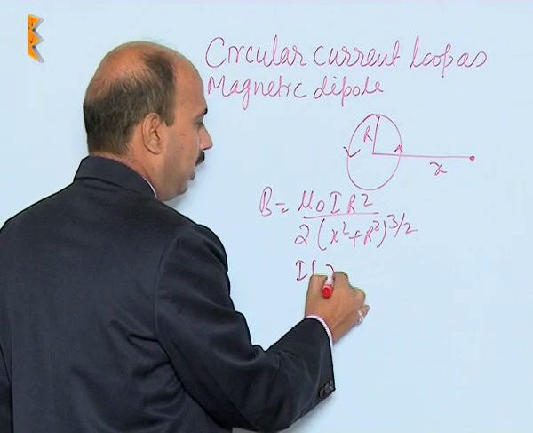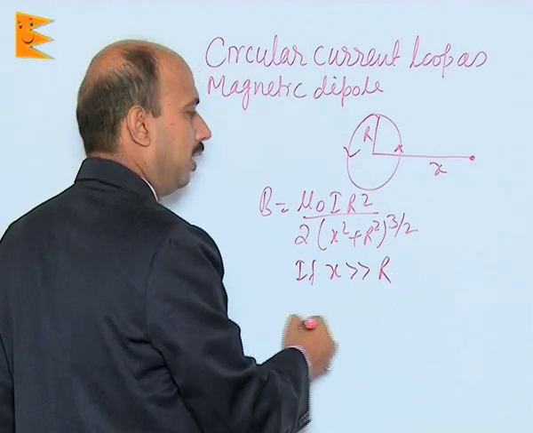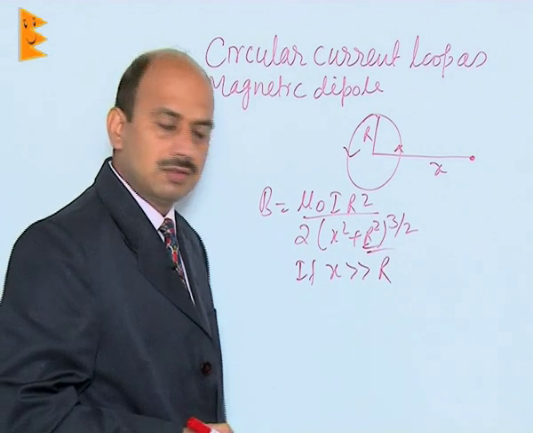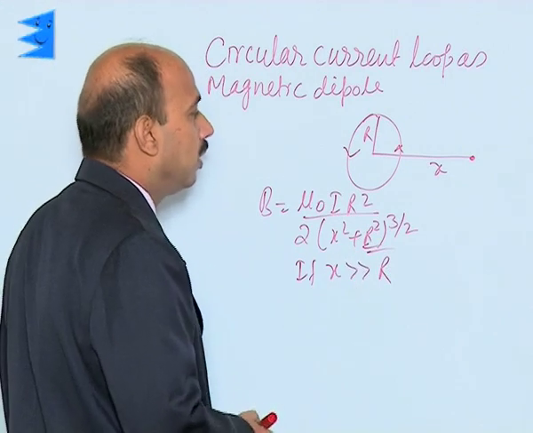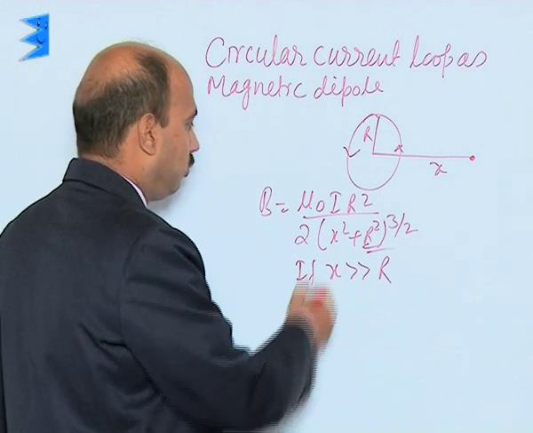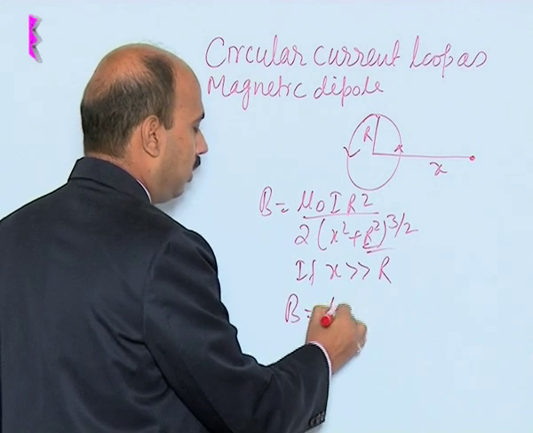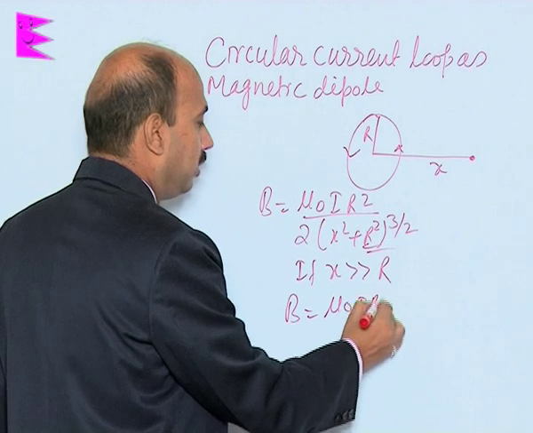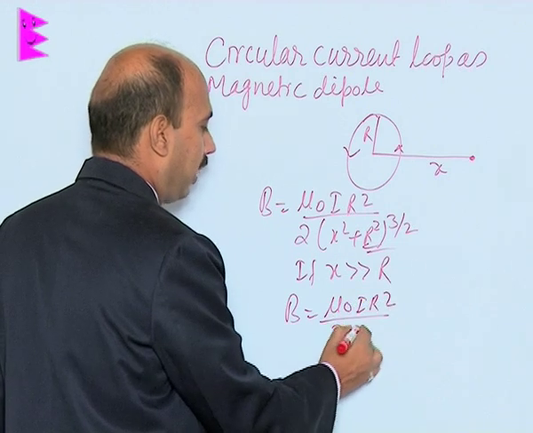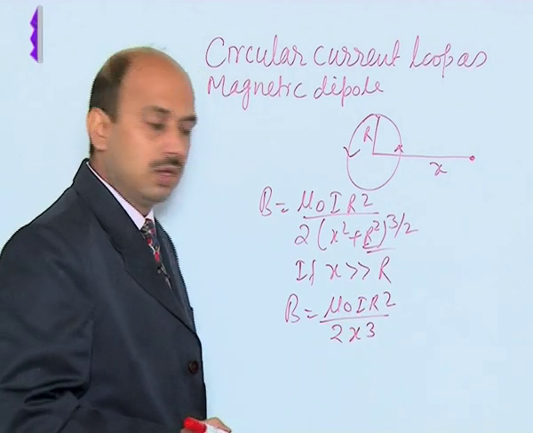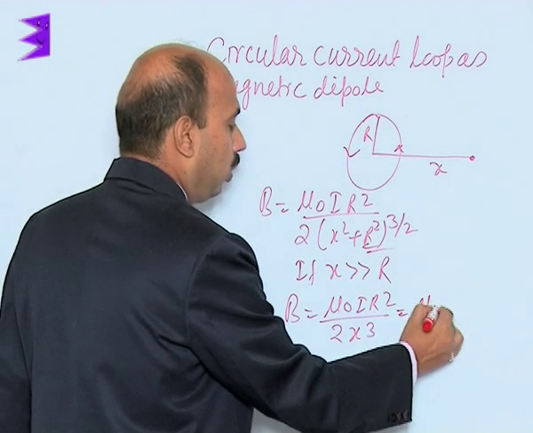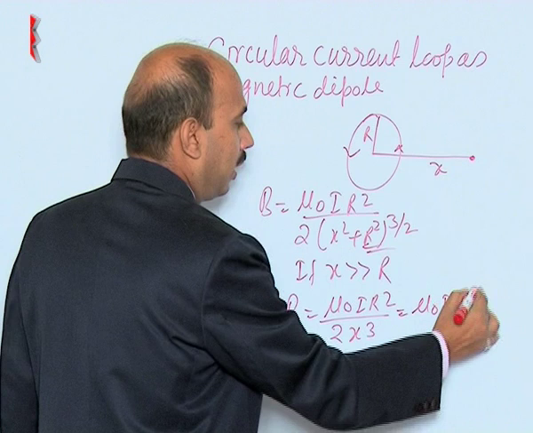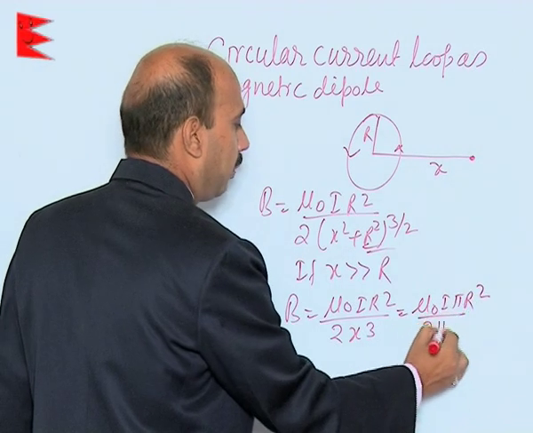If we take x much greater than r, it means r can be ignored in this (r square plus x square) whole raised to power 3 by 2. So we can ignore this r, and we get B is equal to mu naught I r square upon twice of x cube. Now we multiply by pi here, so we can write mu naught I pi r square divided by twice of pi x cube.